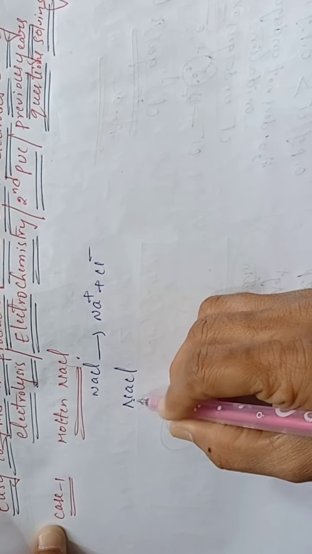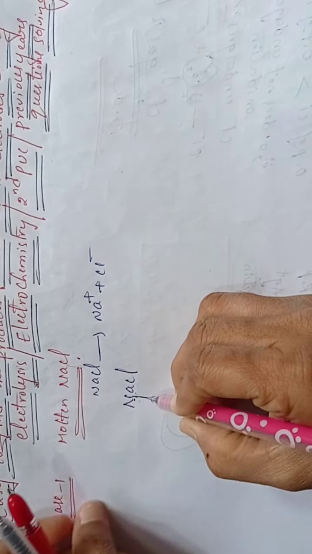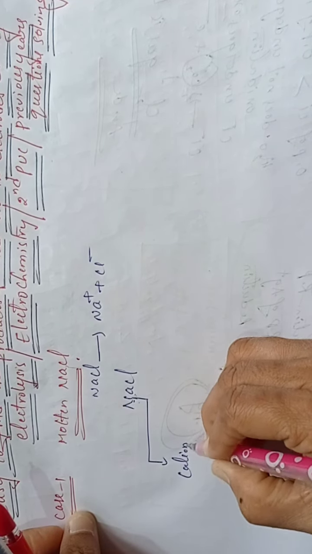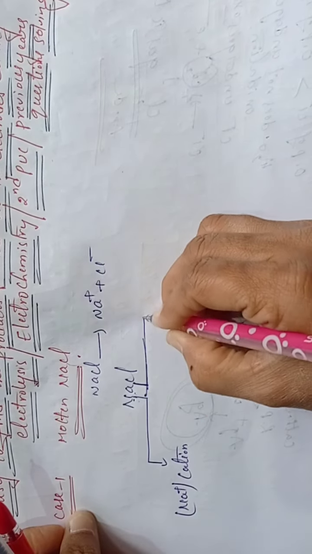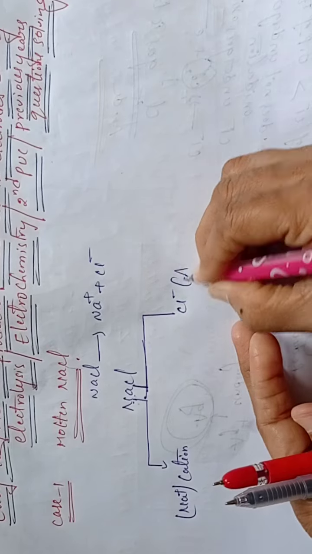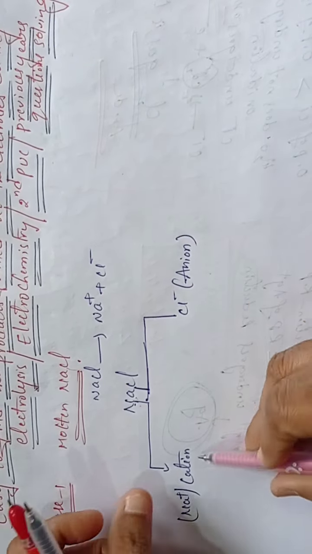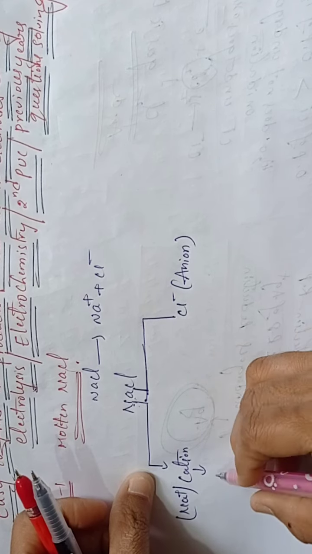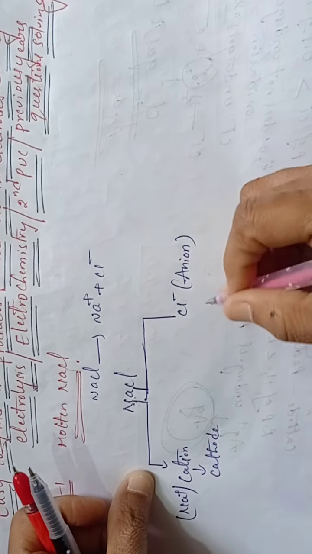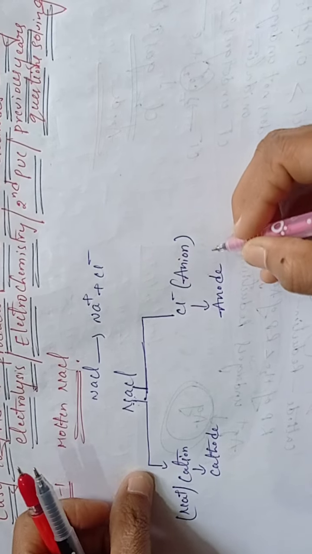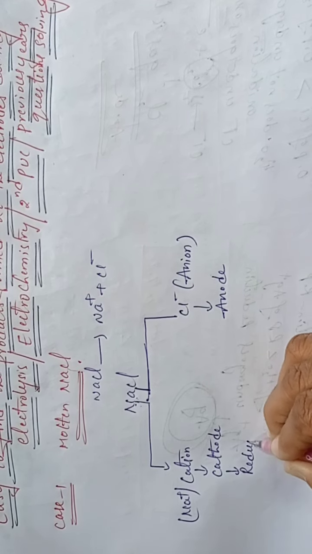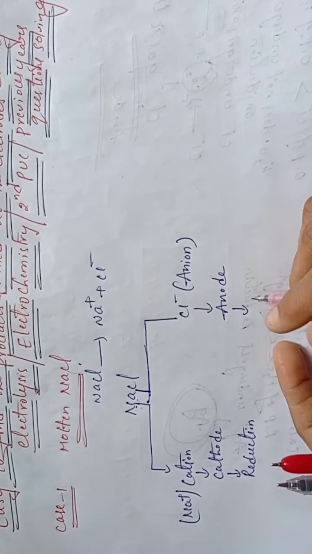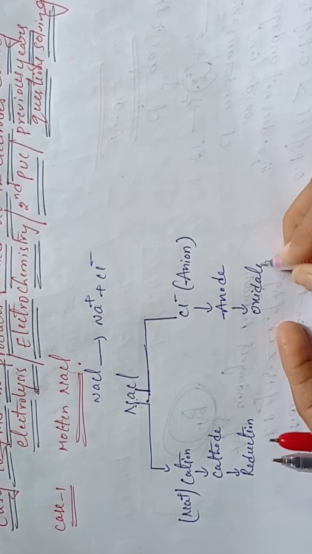Na plus ion is the cation, and chlorine is the anion. So the Cl minus ion is the anion. Cations move towards the cathode during the electrolysis process, and anions move towards the anode. So at the cathode, which reaction is taking place? Reduction reaction is taking place. At the anode, which reaction is taking place? Oxidation reaction is taking place.